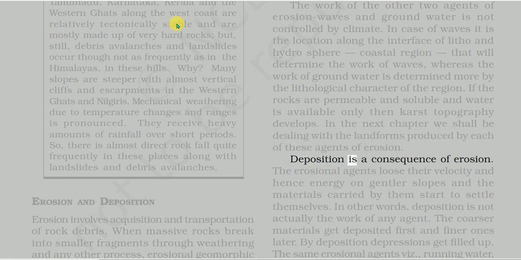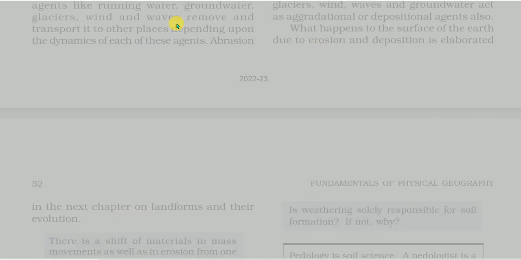Deposition is a consequence of erosion. The erosional agents lose their velocity and hence energy on gentler slopes, and the materials carried by them start to settle themselves. In other words, deposition is not actually the work of any agent. The coarser materials get deposited first and finer ones later. By deposition, depressions get filled up. The same erosional agents, running water, glaciers, wind, waves and groundwater, act as aggradational or depositional agents also. What happens to the surface of the earth due to erosion and deposition is elaborated.